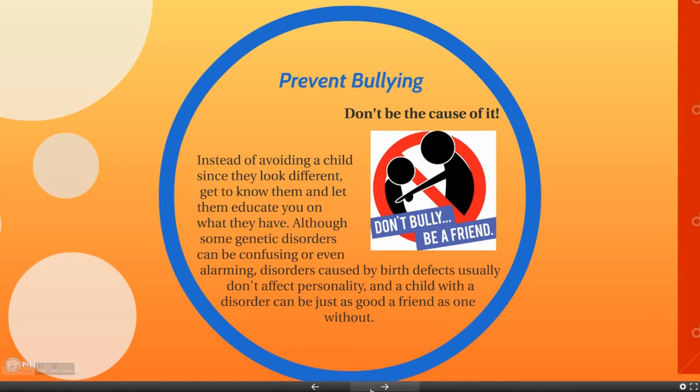Instead of avoiding a child since they look or act differently, get to know them and let them educate you on what they have. Although some genetic disorders can be confusing or even alarming, disorders caused by birth defects usually don't affect personality, and a child with a disorder can be just as good a friend as one without. And remember, do not be the cause of bullying.